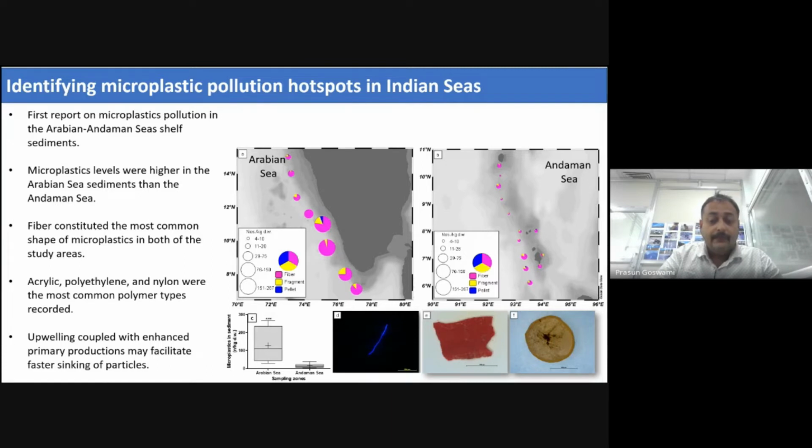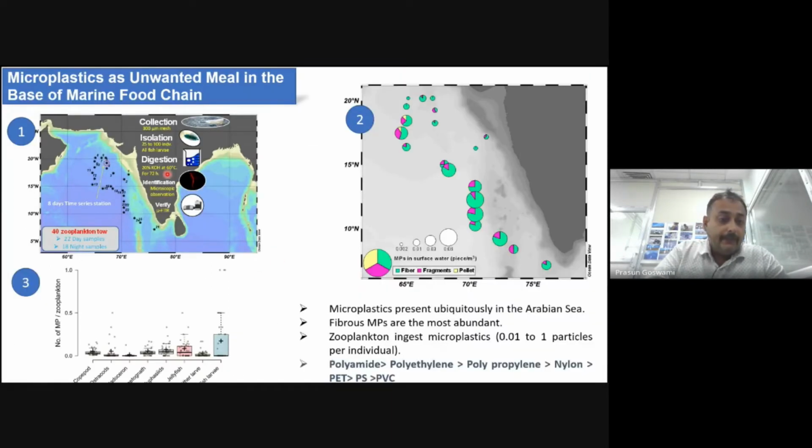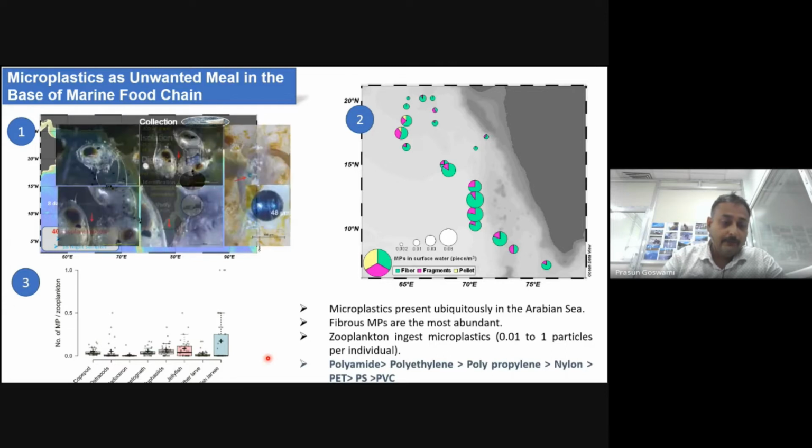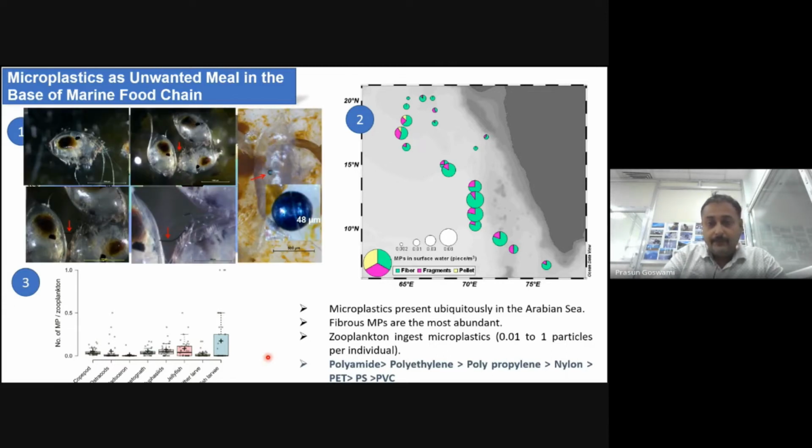Then we wanted to identify how this plastic interacts with marine organisms in the Arabian Sea. For this, we collected surface water samples and zooplankton samples from 26 locations in the Arabian Sea, and we analyzed microplastics in them. What we observed was that all the tested zooplankton groups, including copepods, ostracods, and fish larvae, everybody ingested microplastics. You can see here some of the zooplankton which ingested microplastics. There was even entanglement of microplastic fiber with the observed zooplankton.